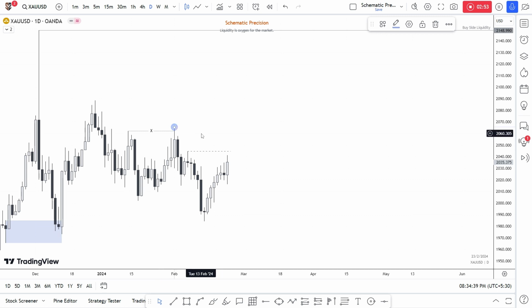If on the daily time frame or 4-hour time frame we see any break up of this high, price will continue higher to the all-time highs. That can be the scenario. So until and unless, as per the current times, we are under 2070, I'm still bearish.